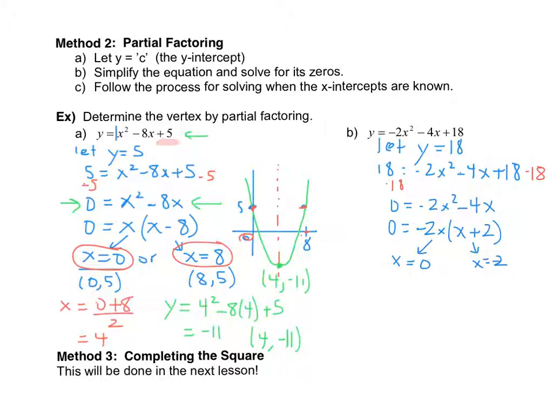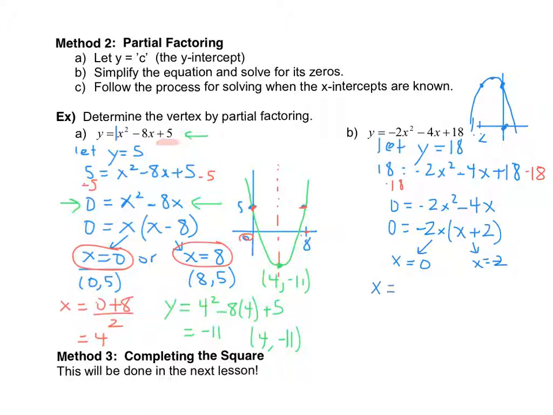Really what that's telling me is that when my y value is 18, the two x coordinates are 0 and negative 2. So just doing a really teeny little sketch up here at the top. When x is 0, my y coordinate is at positive 18, and when x is at negative 2, my y coordinate is at positive 18. So here's my negative 2 here. And my parabola is opening down, so it looks something like this. And my vertex is going to happen somewhere in between there.